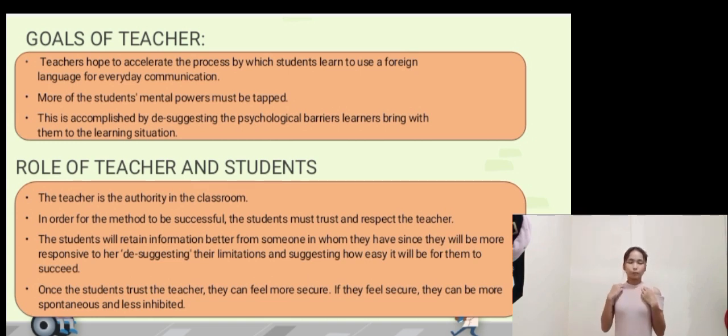So, on the other hand, what is the role of the students? The teacher is seen as the authority in the classroom, and for the method to be successful, a student must trust and respect the teacher. So the student is to trust the teacher to be receptive to the suggestions. That's all.